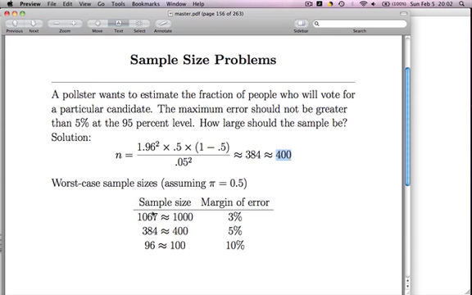Here's a few other numbers. If I'd asked you to find the sample size you need to achieve a 3% margin of error, well, you'd need a sample of about 1,000. And if I asked you to find a margin of error of 10%, you need a sample of about 100. So I'd recommend memorizing those numbers, 400, 1,000, and 100. It gives you margins of error of 5%, 3%, and 10%. So it's amazing how often these things come up in a meeting, and you don't know the margin of error. Somebody wants to know the margin of error. If you have these memorized, you won't have to compute them.